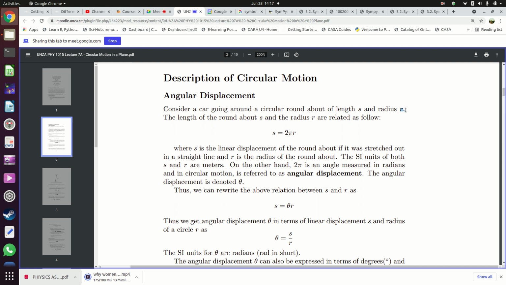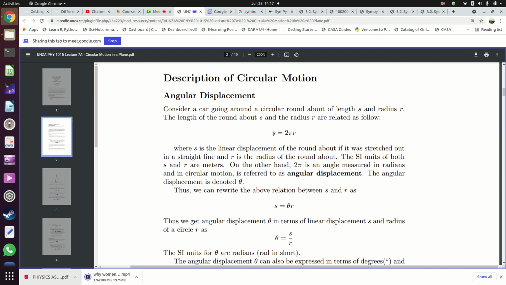Usually roundabouts are circles. So if the length of the circle is S and the radius of the roundabout is R, then there is a relationship between the length of the roundabout and the radius. That relationship is the circumference of the roundabout: S equals 2 pi r. This 2 pi r is the circumference of a circle of radius r. So if you've got a circle of radius r, you multiply the radius by 2 pi, and you get S.